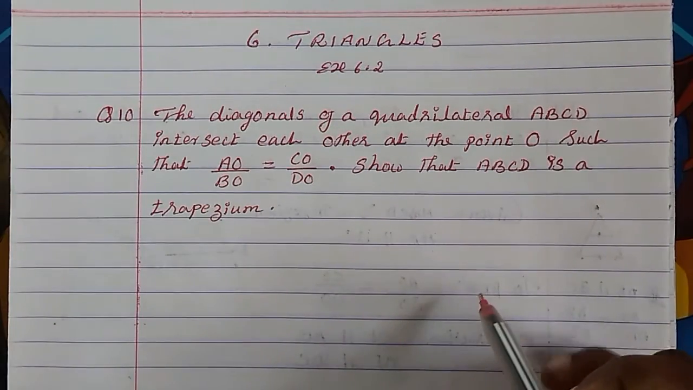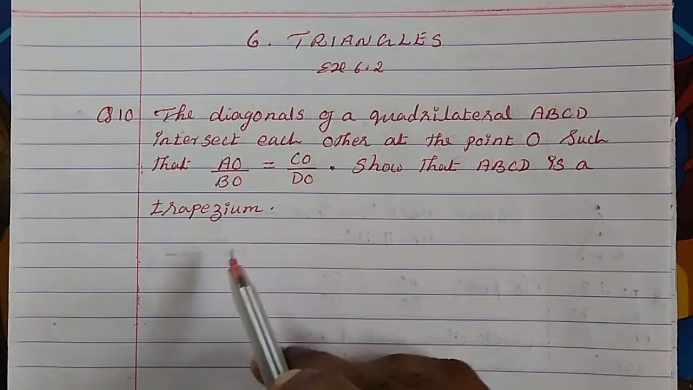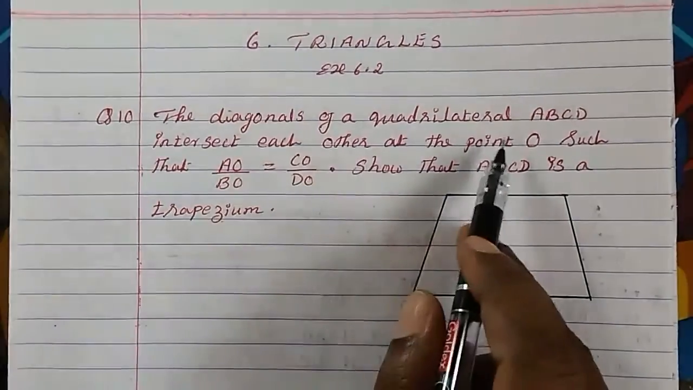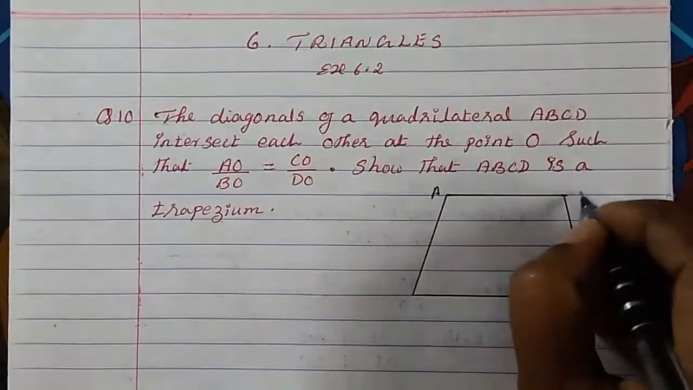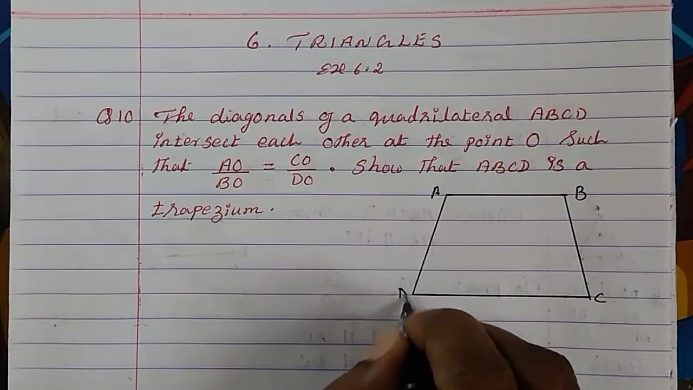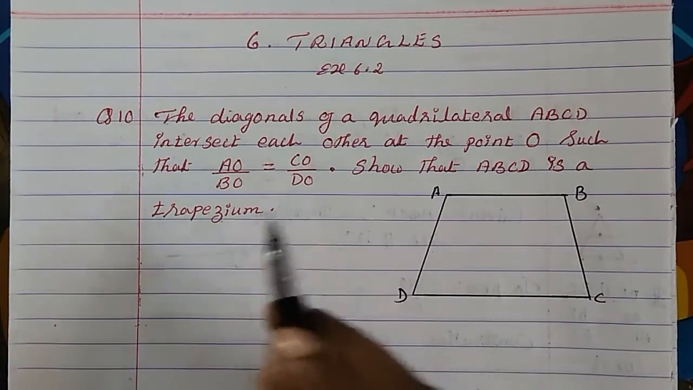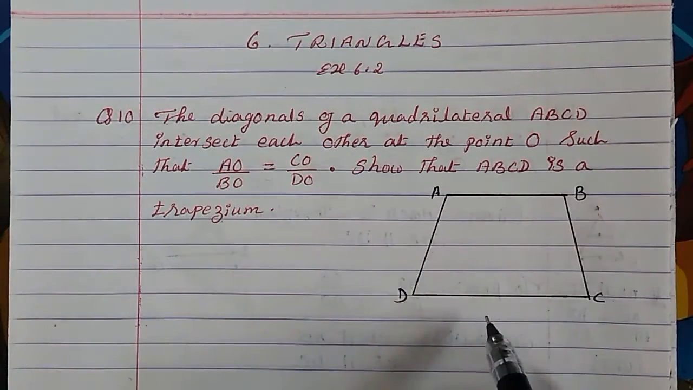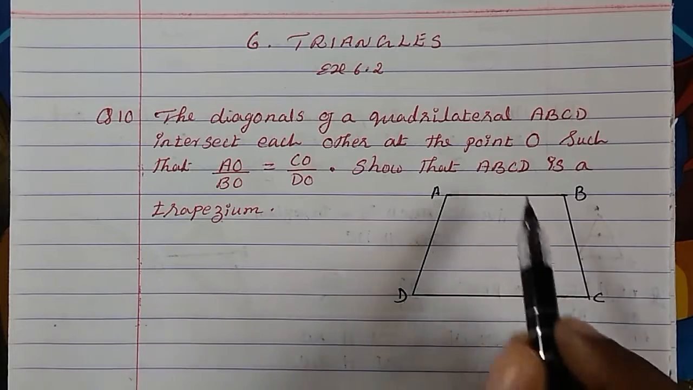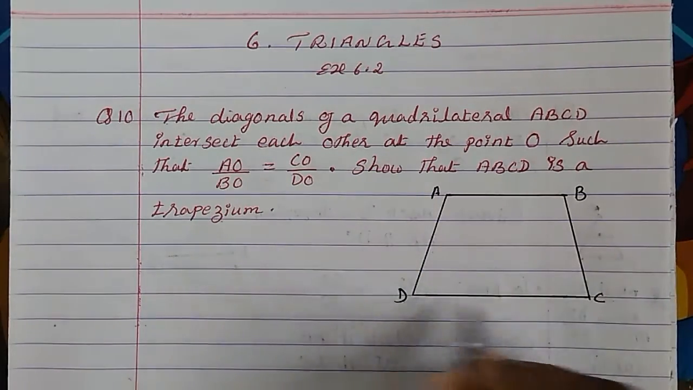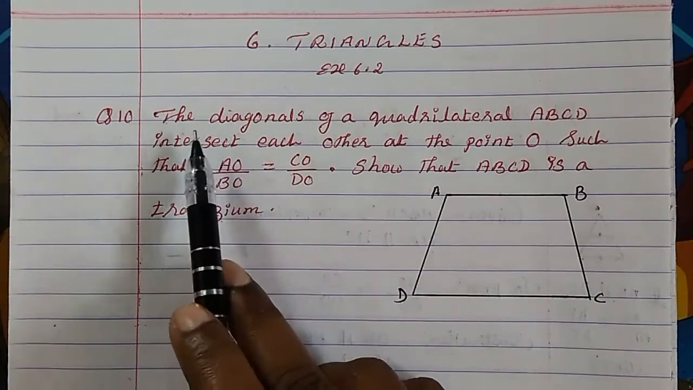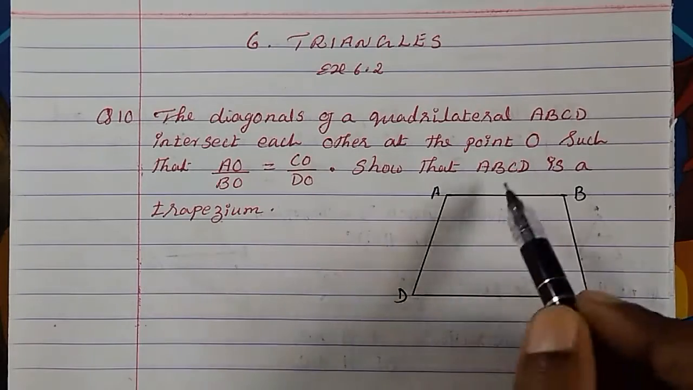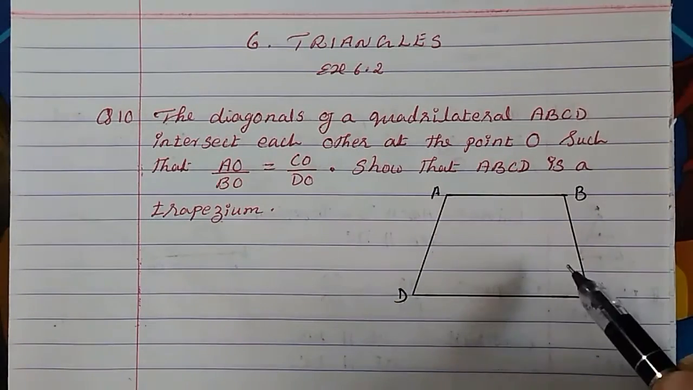So first let us draw a quadrilateral which will be in the shape of a trapezium, because that's what we have to prove. So we have drawn a quadrilateral ABCD. Now the property of a trapezium is that any two sides will be parallel. Not all the sides, any two sides. So that means AB is parallel to DC. That's the property of the trapezium, and that's what we have to prove. If we prove that these two sides are parallel, then we can say that this is a trapezium.